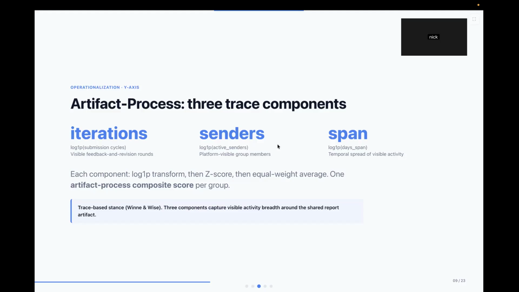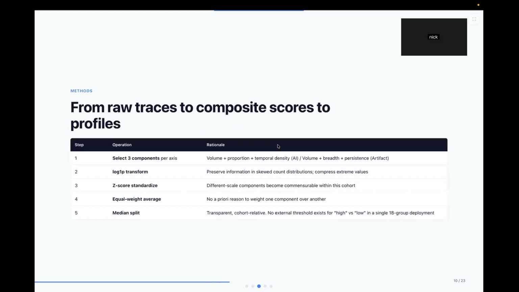Basically means from the first ever trace to the last ever trace, how long does it take? And so we also have transformed the d-score and equal weight average to all of these three numbers to get an artifact process composite score per group.